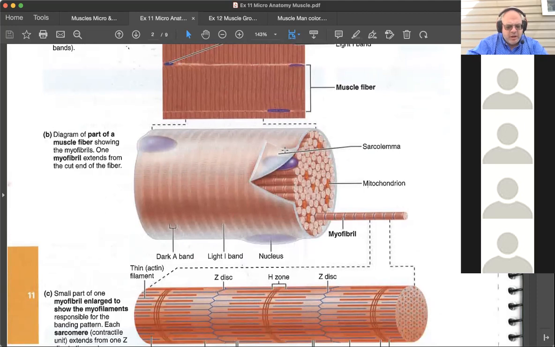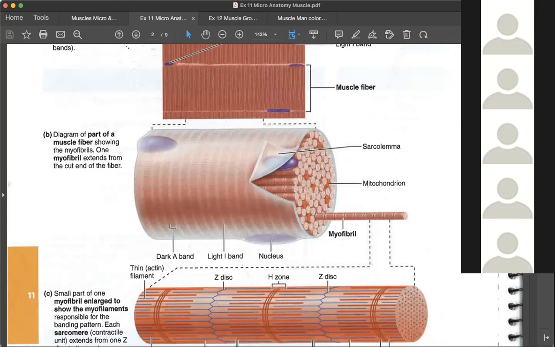sarcolemma, which again, oh, you guys haven't had nervous yet. So, okay, trends with muscle and nervous. If you remember the cell membrane, an older term for that was a plasma membrane or a plasmalemma. So the plasmalemma is the outer membrane of a cell. The sarcolemma is the same thing, but on a muscle fiber. When you get to nerves, you have a neurolemma. Same type of thing. It's just the plasma membrane around a cell.